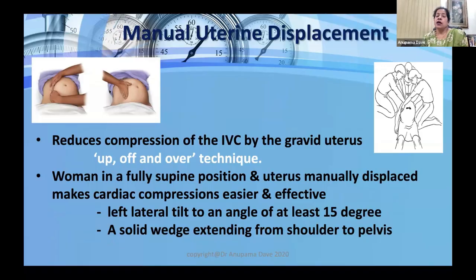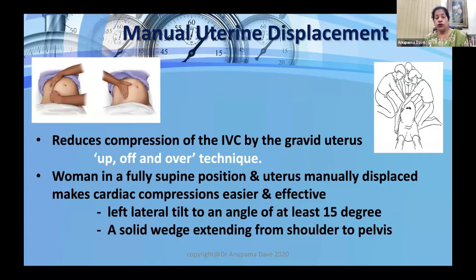This helps in reducing compression of the inferior vena cava by the gravid uterus, and the technique is up, off, and over. So try to lift, as you can see in this picture, try to lift the uterus above the inferior vena cava and aorta and push it to one side. In women in a fully supine position, the uterus is manually displaced, and this also makes cardiac compressions easier and more effective. So one person is displacing the uterus and the other person is giving cardiac compressions.